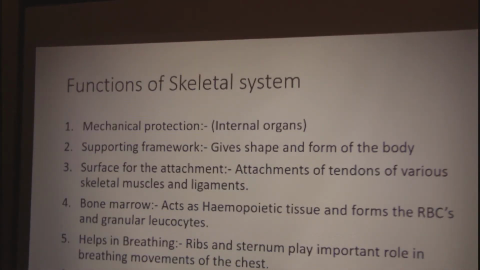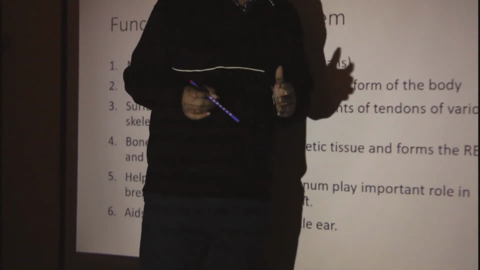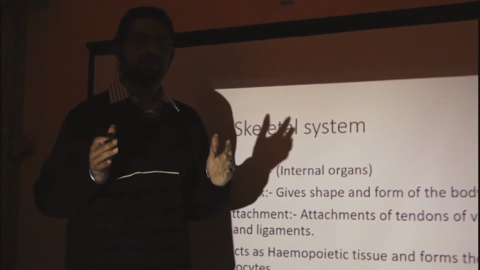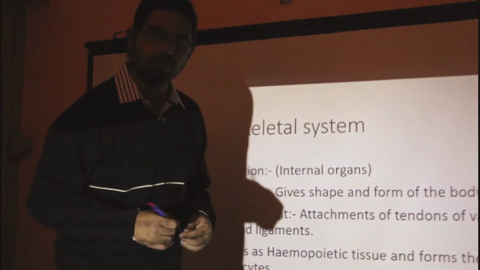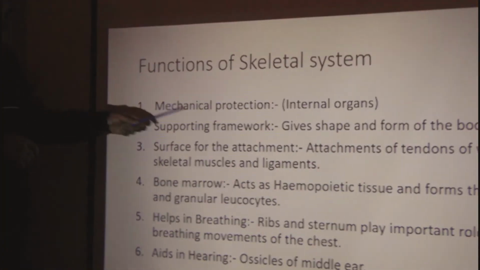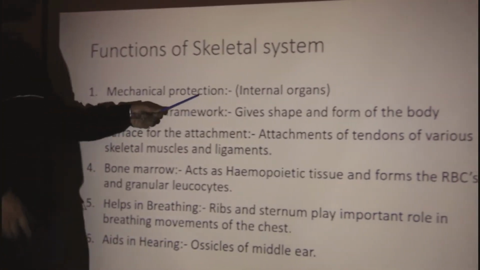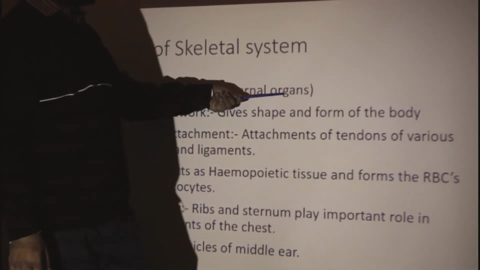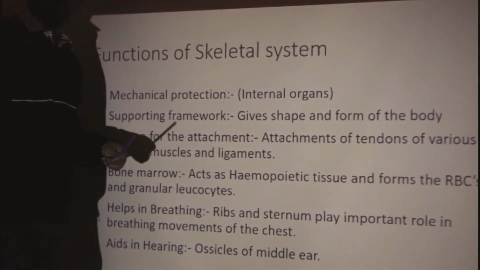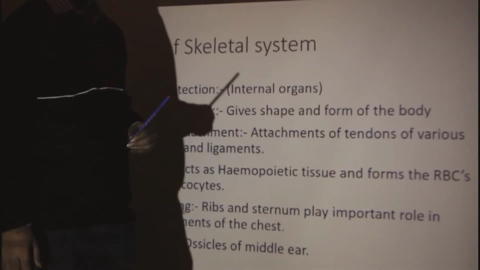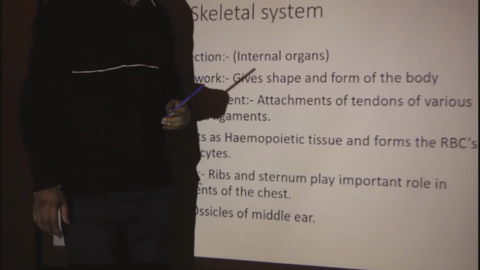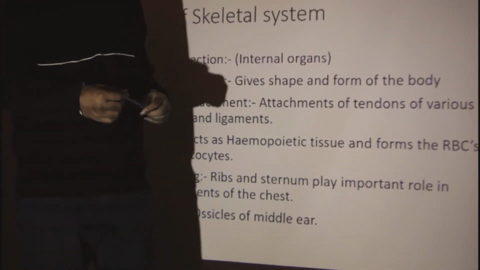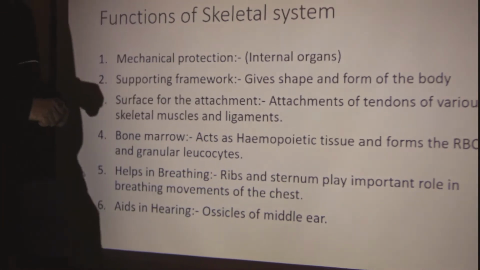Functions of the skeletal system. The skeletal system gives support to the body. It gives protection to the internal organs and helps in locomotion, that is movement. It gives mechanical protection to the internal organs, like the skull protects our brain. The thoracic cage protects our heart and the lungs.